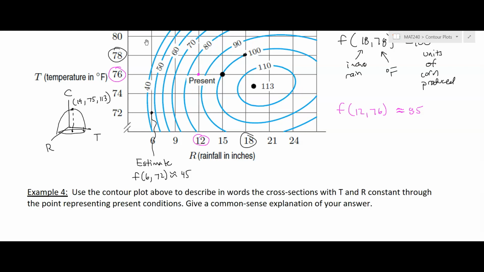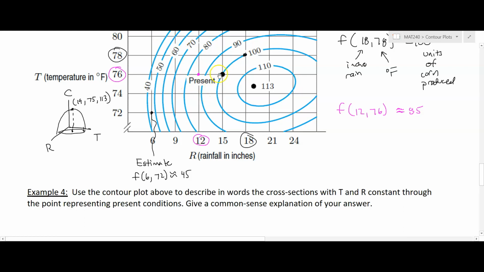Example 4 says, use the contour plot above to describe in words the cross sections with T and R constant through the point representing present conditions. Give a common sense explanation of your answer. Okay, so what this is asking for is, we want to think about cross sections from a contour plot. How could we do that?